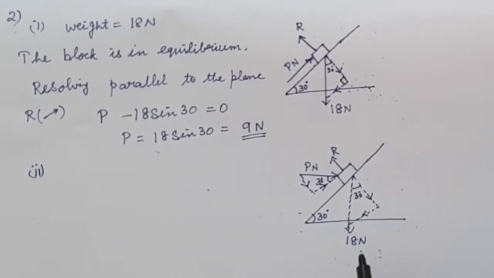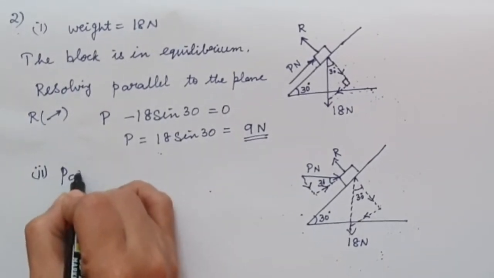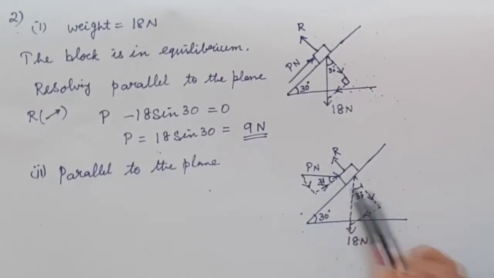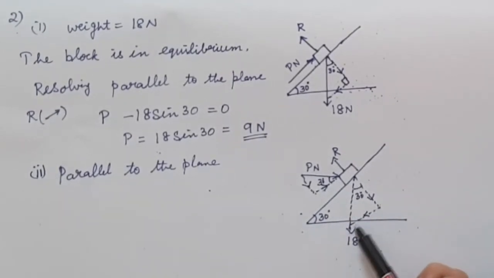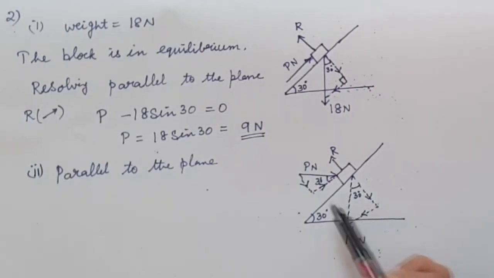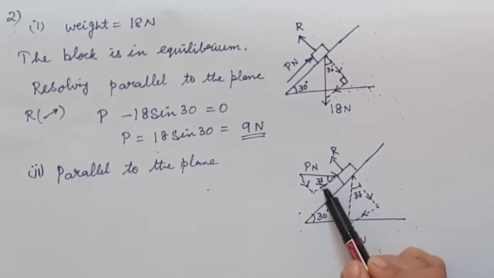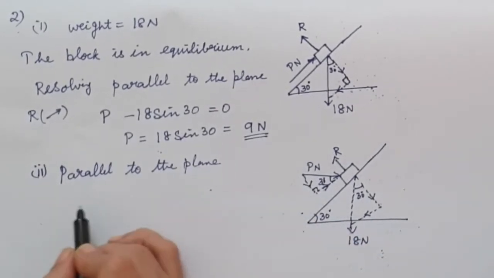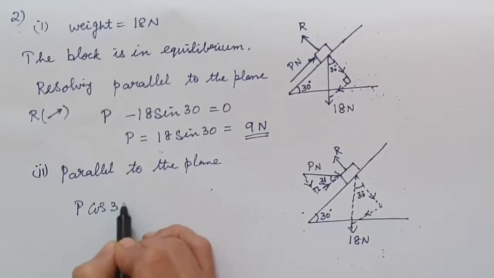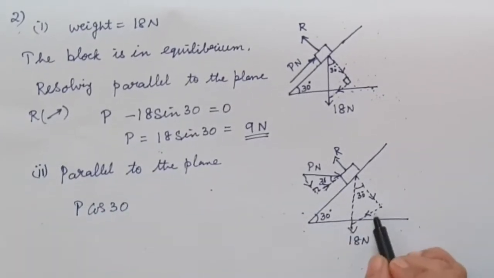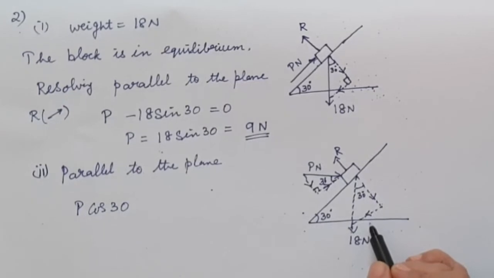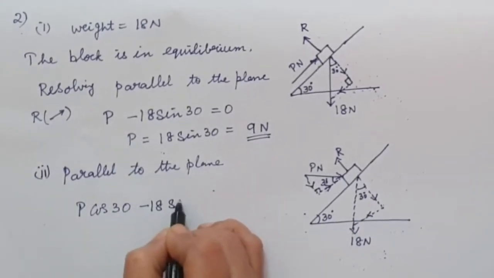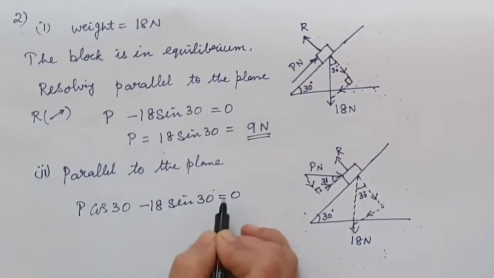Now we'll resolve the forces which are parallel to the plane. This is the one which is going up, so positive. Here this is going down, so it is negative. Now this is on the adjacent side of the angle and the hypotenuse is P, so it will be P cos 30. This is upward, so positive. Now this one is downward and this is the opposite side, so it will be sine. So minus 18 sine 30 will be equal to 0.